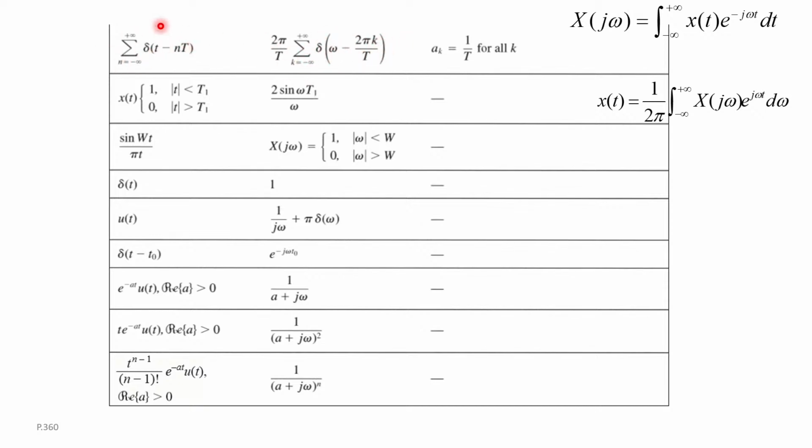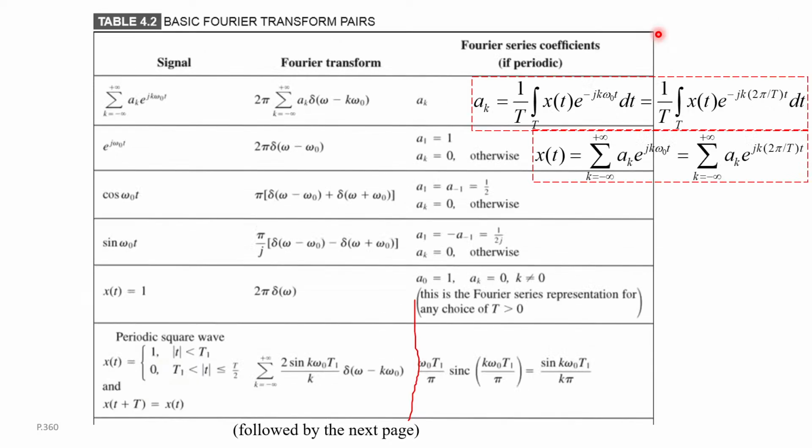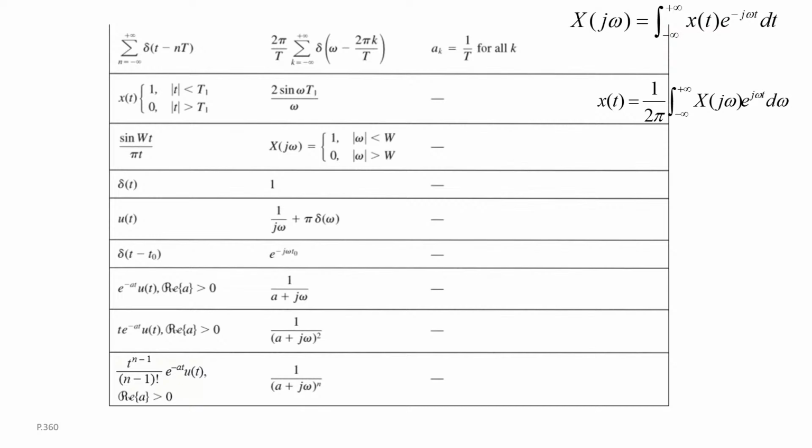But if the spacing here is larger, then the spacing there is smaller. You can see you have T here, so if the spacing is T here, then the spacing is 2 pi over T there. And also the amplitude gets changed. So those are weird periodic signals, and then we have more convergent pairs.